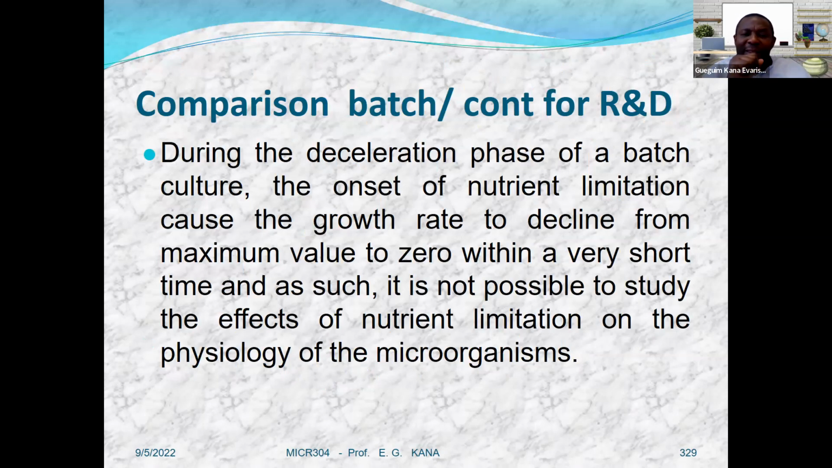Now, if you look at the batch system, I would like you to highlight this slide, please, the entire class. If you have a marker with you, if you have downloaded the material, highlight it yellow, and read it many times because it contains so much useful information. In actual fact, a whole exam question can be framed on this slide. It says that during the deceleration phase of the batch culture system, the onset of nutrient limitation causes the growth rate to decline from maximum value to 0 within a short time. And it's not possible to study the effect of nutrient limitations on the physiology of the microorganism.